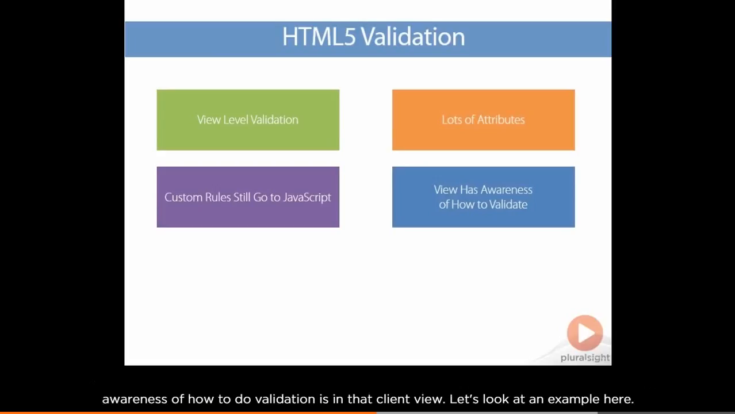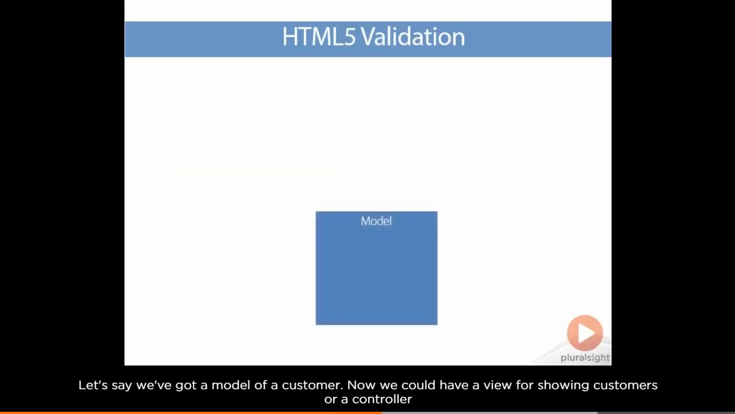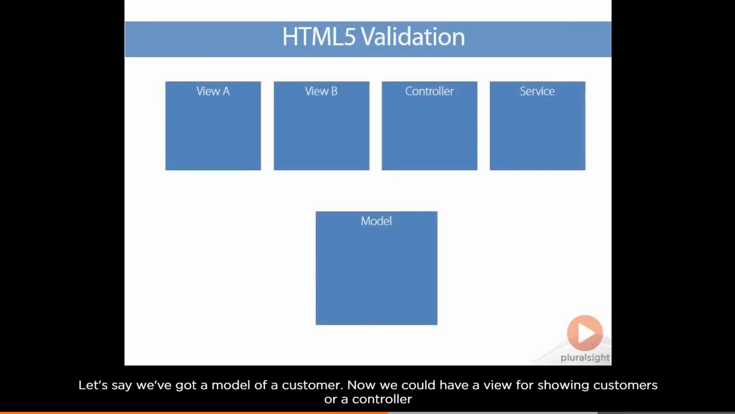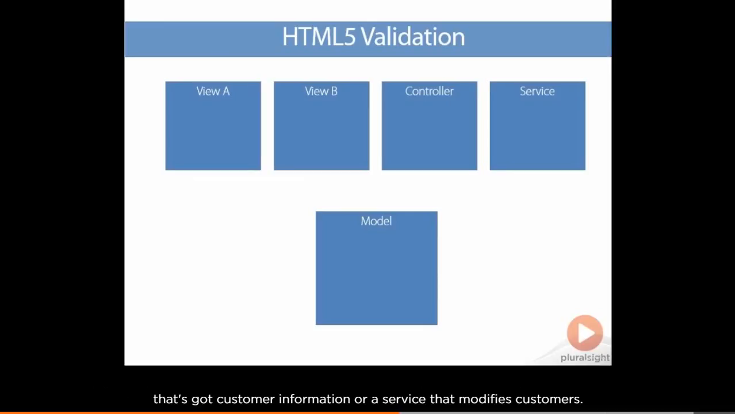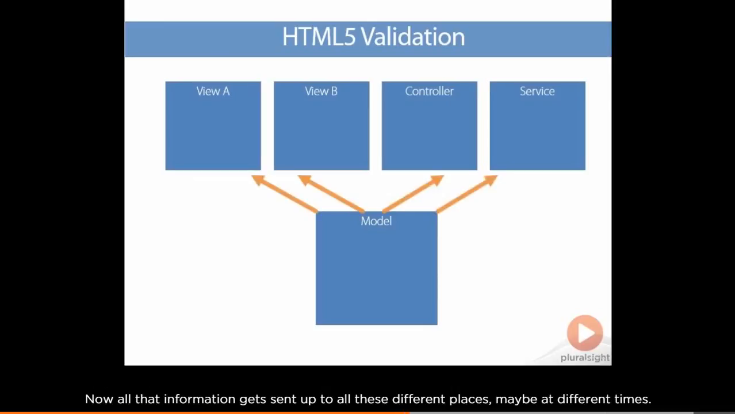Let's look at an example here. Let's say we've got a model of a customer. Now we could have a view for showing customers or a controller that's got customer information or a service that modifies customers. Now all that information gets sent up to all these different places, maybe at different times.